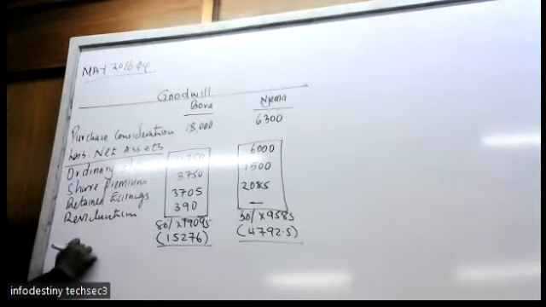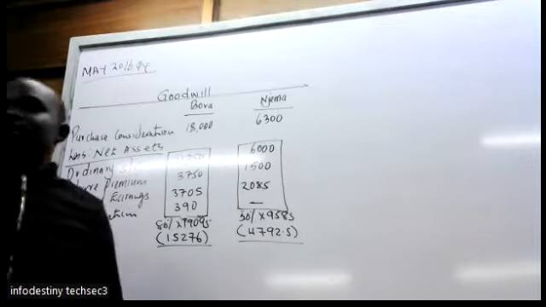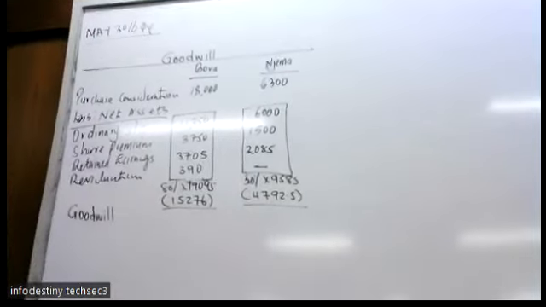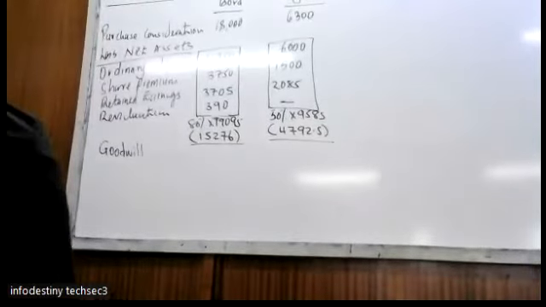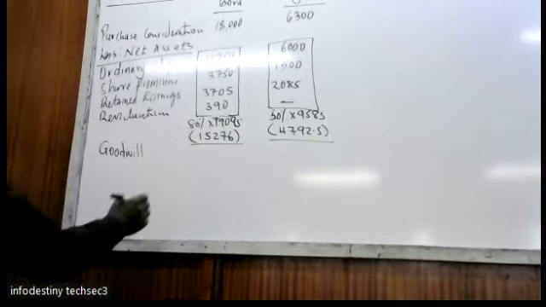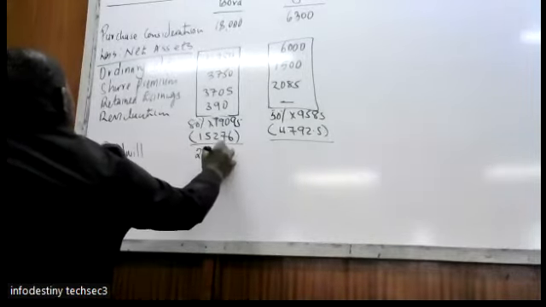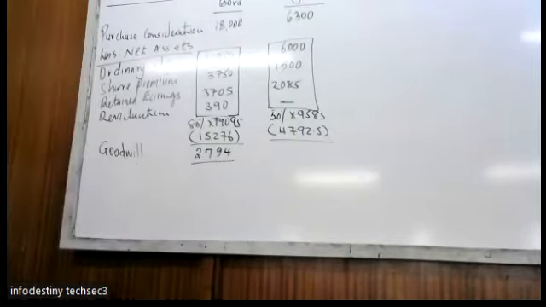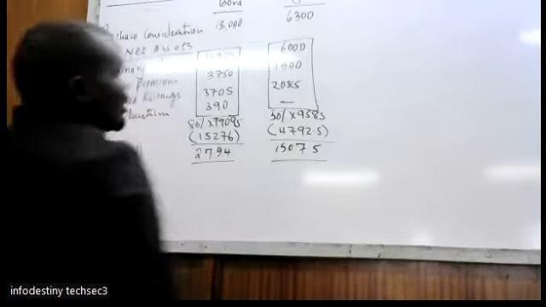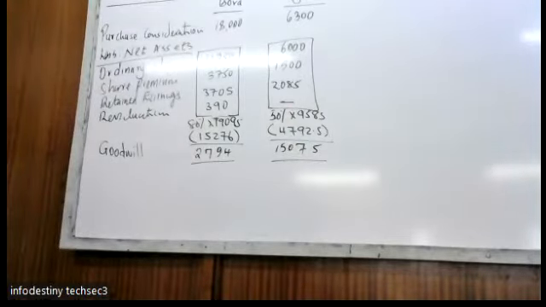So goodwill, how much is goodwill? So take that minus the brackets. That is how partial is done, by the way. You apportion the net assets. What do you get? The first one, 27.94. Okay. The other one, 1507.5. Those are the goodwills. 27.24.